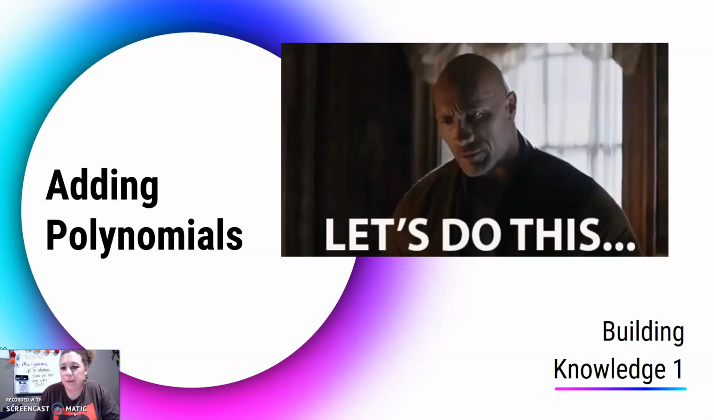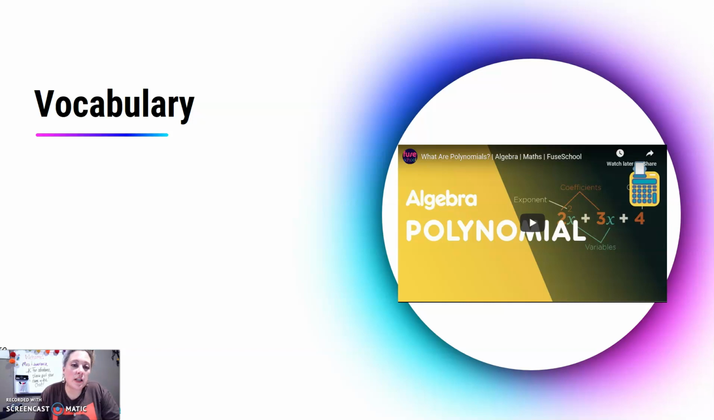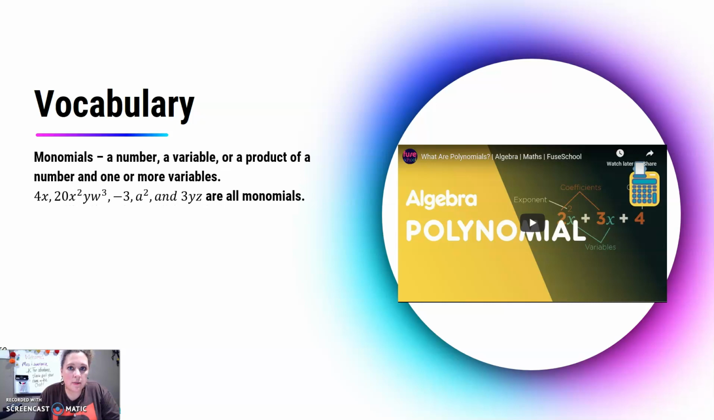So, let's do this. First, let's look at some vocabulary. Two terms that I want to talk about right now. Monomial is the first one, and this just means a single variable or a single number or a single term, if you will, of a letter and a number put together. Mono, that prefix, means one. All of these are examples of monomials: 4x, 20x squared, y, w to the third power. They're all just a single term. They're either a single number like -3, a single variable like a squared, or a combination of a number and variables.